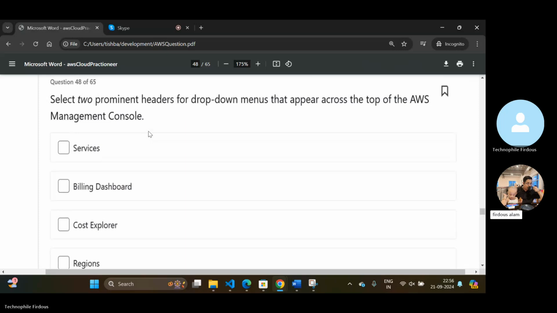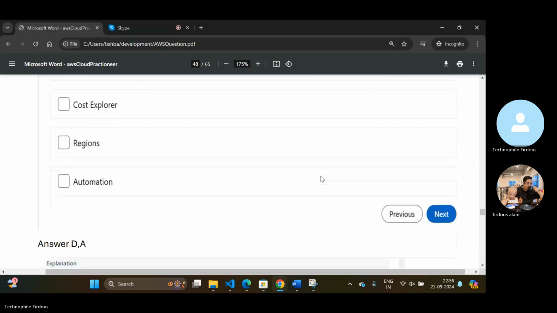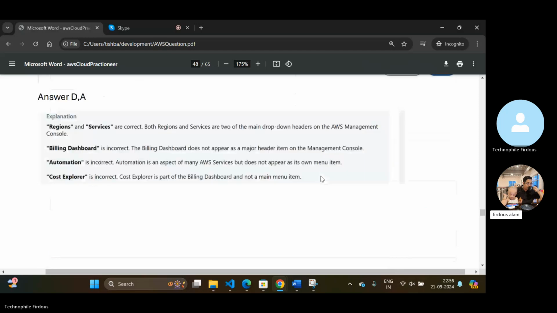This question is regarding the AWS Management Console, like how it looks or what kind of options it gives in the headers. So the answer should be service and region. These two things you get as drop downs in the right side corner. You can see why D and A are correct.